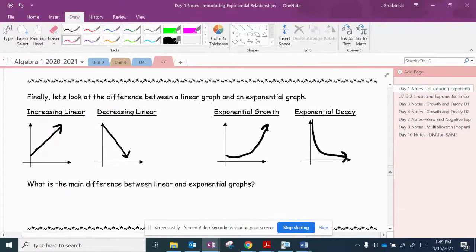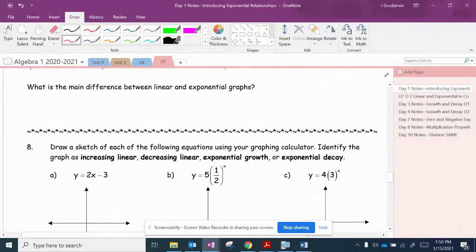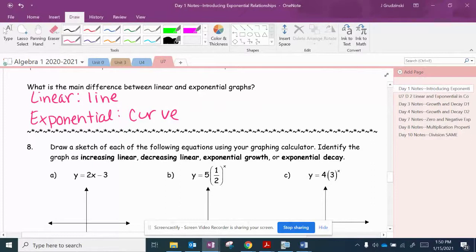All right, the last thing we're going to look at is how the graphs look. Increasing linear is a straight line that goes up. Decreasing linear is a straight line that goes down. Exponential growth is a curve that goes up. Exponential decay is a curve that goes down. So when it's linear, we see a line, and that's where the word linear comes from, linear line. Exponential, you're going to have a curve.